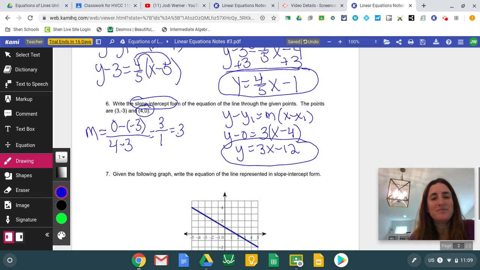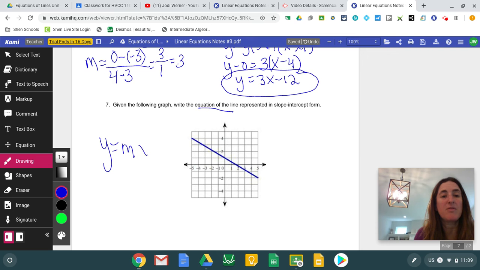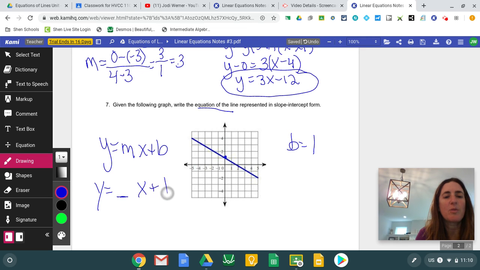That is super fun. Okay, last example. Given the following graph, write the equation. So I'm coming up with the equation in y equals mx plus b form based on the picture. We've got this, people. All I need to do is first identify where the y-intercept is. I see it right there. So that means that's my b. My b in this case is 1. So now I have some sort of slope x plus 1.